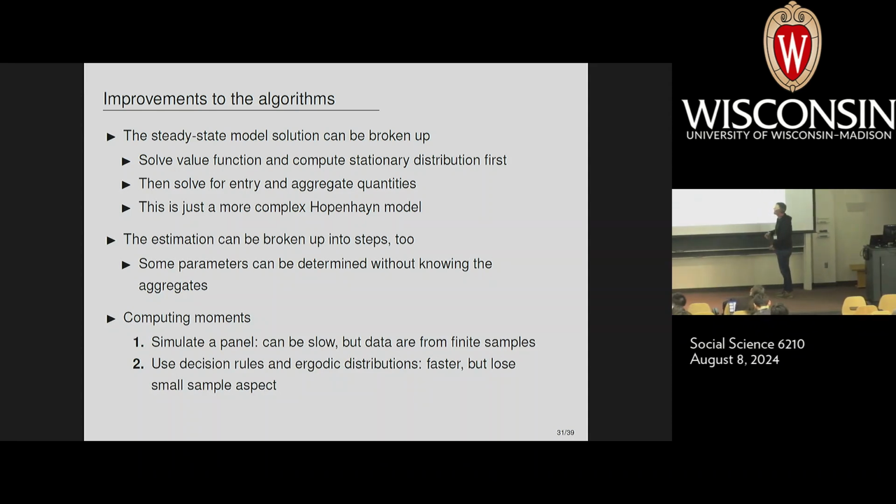Computing moments. So I'm of two minds on this, right? You've got your model, you've solved it. Now you need to compute the moments that you're going to compare to the moments from the data. One version is literally simulating panels.